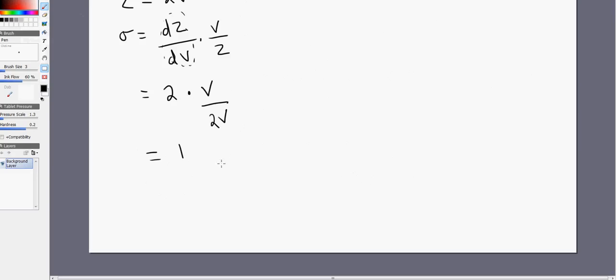In fact, you'll find the elasticity of substitution always equals 1 for a Cobb-Douglas production function. And we can interpret this as follows. If the wage to rental ratio increased by 10%, then the capital labor ratio of the firm would also increase by 10%.